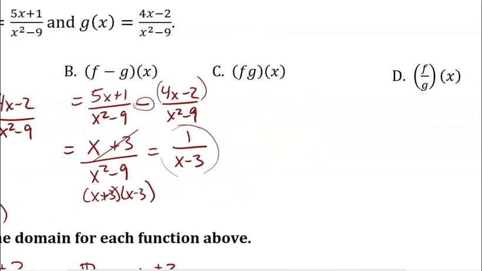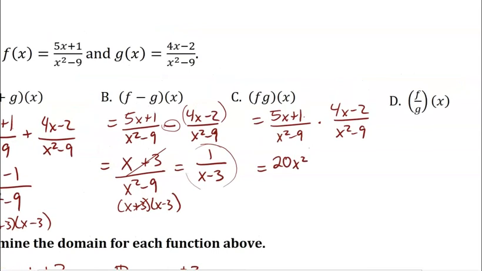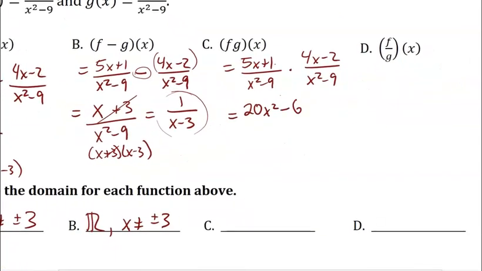All right, so C, we are multiplying, come back up here. We are multiplying those functions, okay? So this is equal to 5x plus 1 over x squared minus 9 times 4x minus 2 over x squared minus 9. When we multiply fractions, we multiply the numerators together and denominators together. So I multiply my numerators, and I get 20x squared plus 4x minus 10x. So, whoops, minus 6x, and then minus 2, all over x squared minus 9 squared.